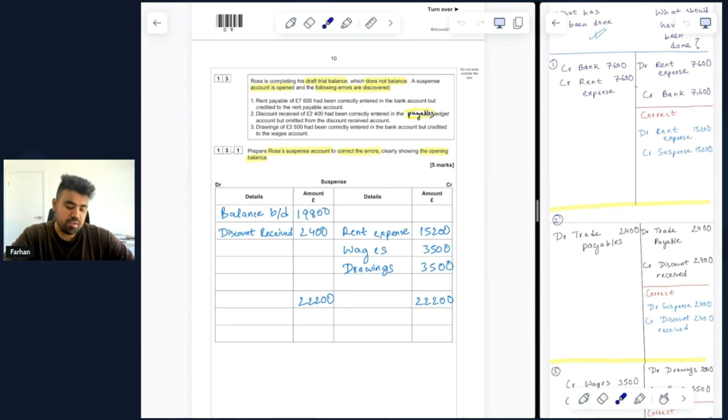Ross is completing his draft trial balance, which does not balance. A suspense account is open and the following errors are discovered. We are required to prepare a suspense account to correct the errors and also make sure that the opening balance is clearly calculated. So these are the three transactions which refer to the errors that have been discovered. So let's start with the first transaction.